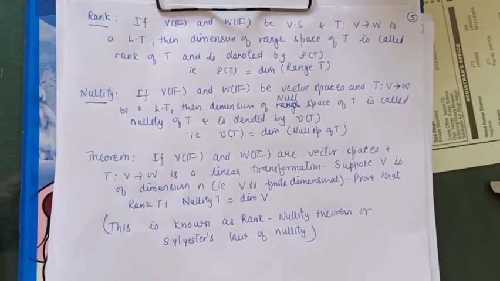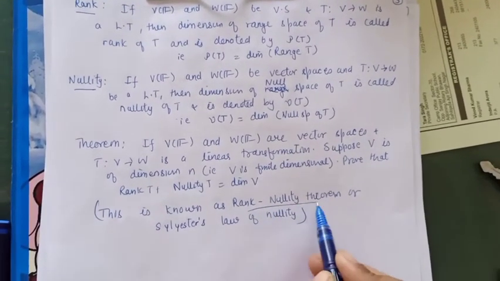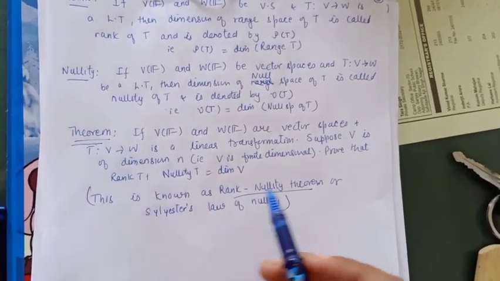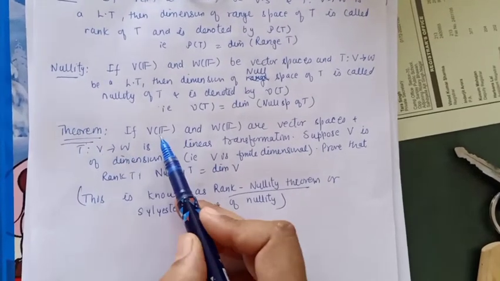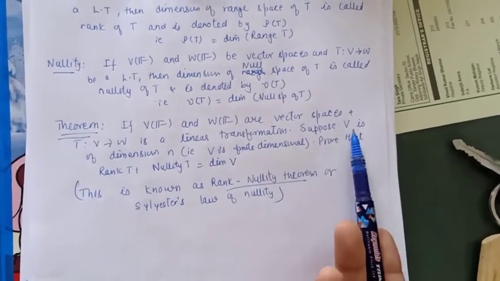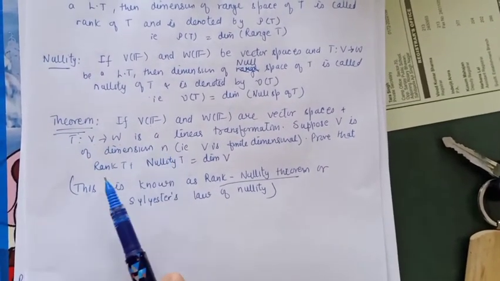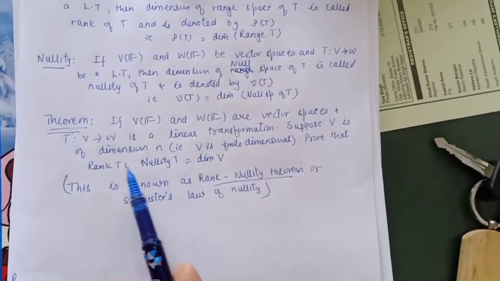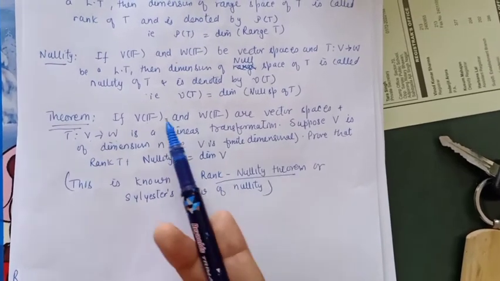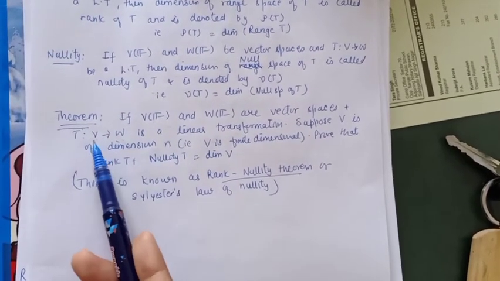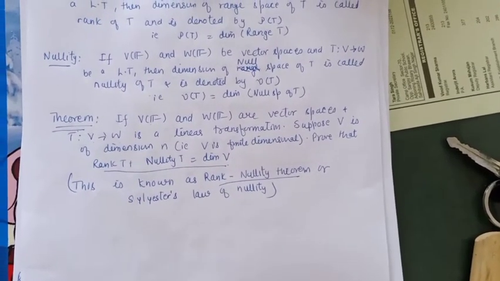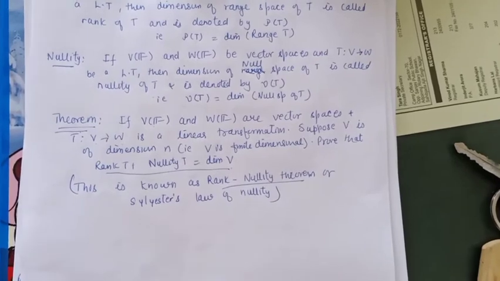Next, we have an important theorem known as the rank nullity theorem, or Sylvester law of nullity. This theorem states that if T from V to W, where V and W are vector spaces, is a linear transformation, and the dimension of V is n, then the sum of rank of T and nullity of T gives you the dimension of the vector space V, the domain set. This you have to remember. It is important for numerical purposes also. So let us try to prove this.